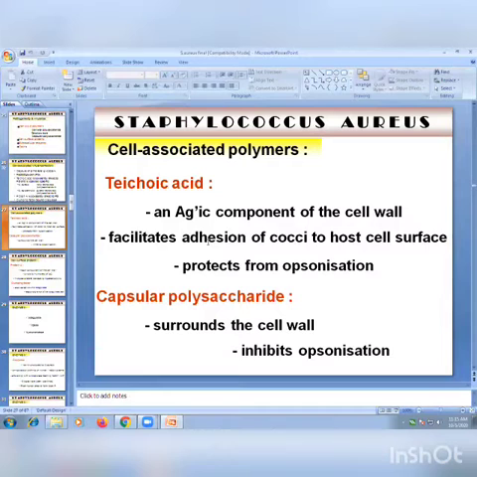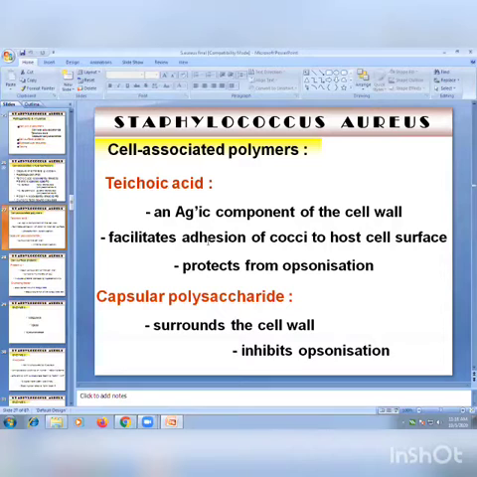Now, cell-associated polymers, the teichoic acid. It is an antigenic component of the cell wall, facilitates adhesion of cocci to the host surface and protects from opsonization. So how does it increase the pathogenicity and virulence? First, it acts as an adhesin, firm attachment of this cocci to the host cell. And also it protects from opsonization.